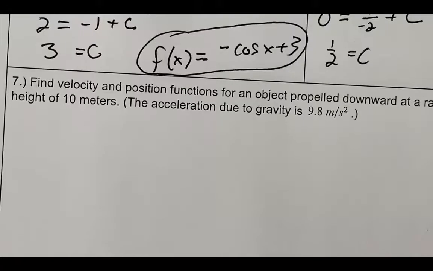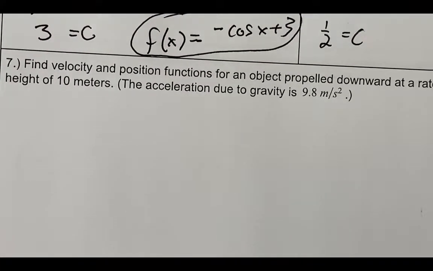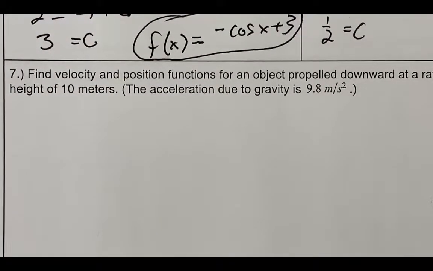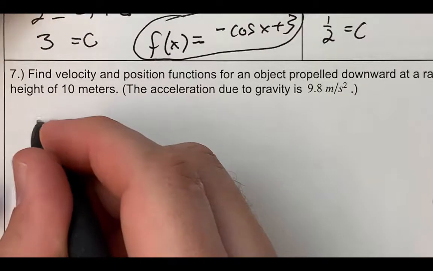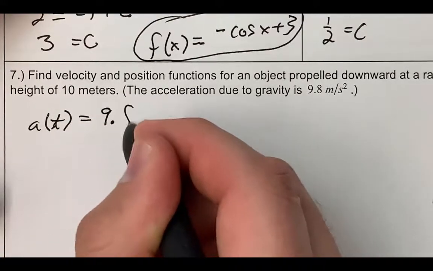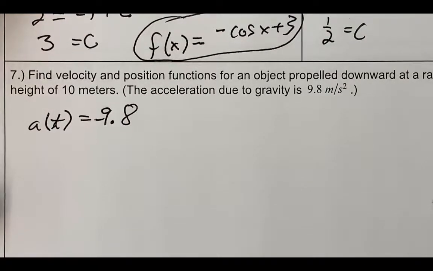All right, last question. Find velocity and position functions for an object propelled downward at a rate of 1 meter per second, starting from a height of 10 meters. The acceleration due to gravity is 9.8 meters per second. So all we really know right here, if we're trying to figure out some context, we're trying to figure out the velocity and the position function. All we know really is the acceleration function. We know that a of t is equal to negative 9.8. It's in the downward direction.